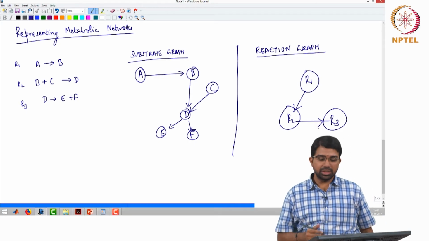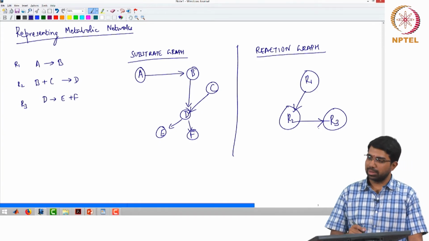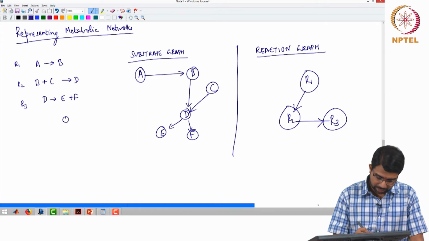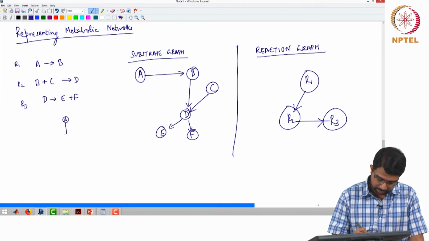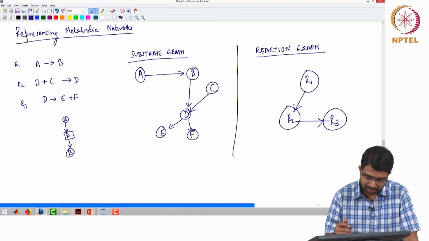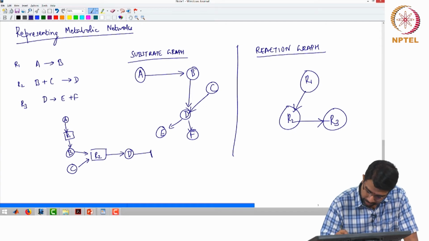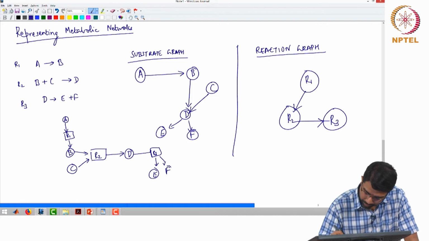So, since we are not happy with either of these, let us try to look at how a textbook picture would normally look. How would your textbook picture look? It will be basically something like A, you will not have R1 in the box, you would actually have the first enzyme in the box, and then you will have B, C, R2 gives D, and D, R3, E, F.